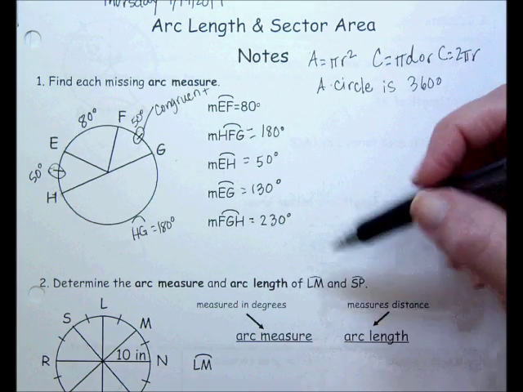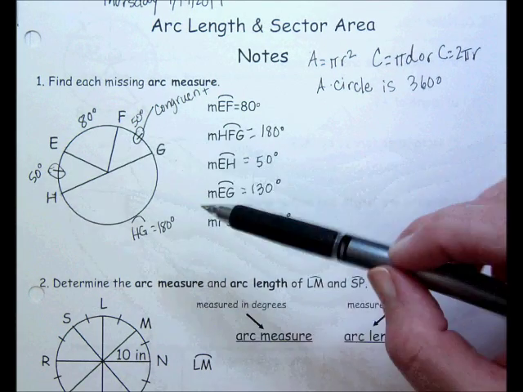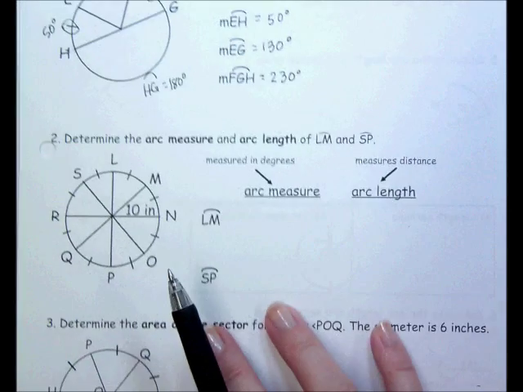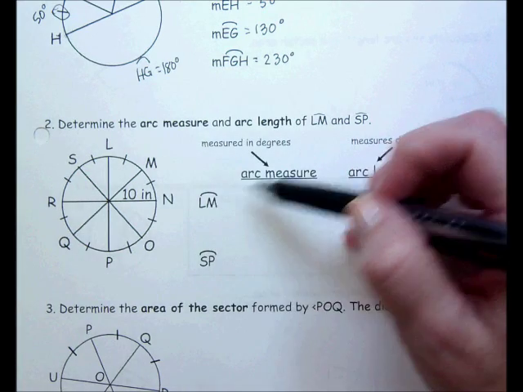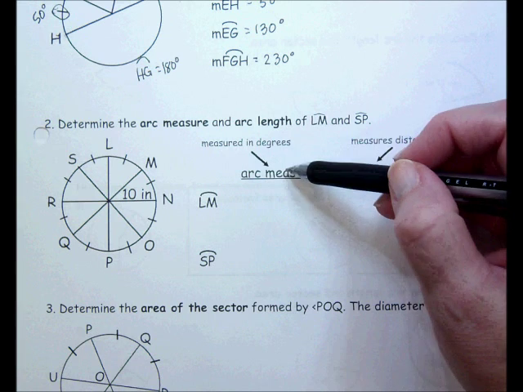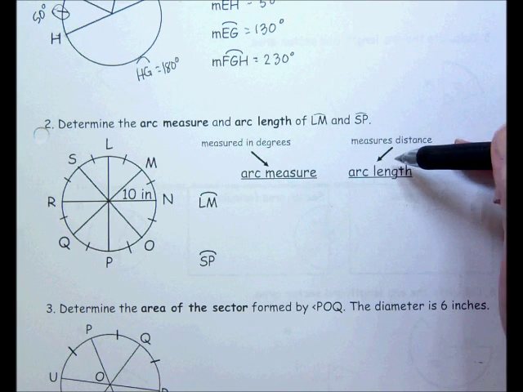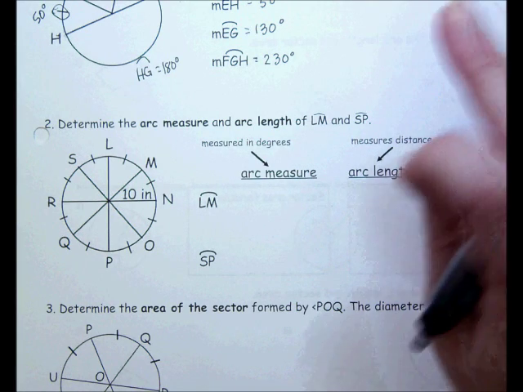So that gives you an idea of how to work with the congruent marks and the measures of the arcs. Now, moving on along, we have talked about the measure of an arc, and an arc measure is in degrees. And then we talked a little bit about arc length. The length of an arc has to do with the distance of the arc around the circle.